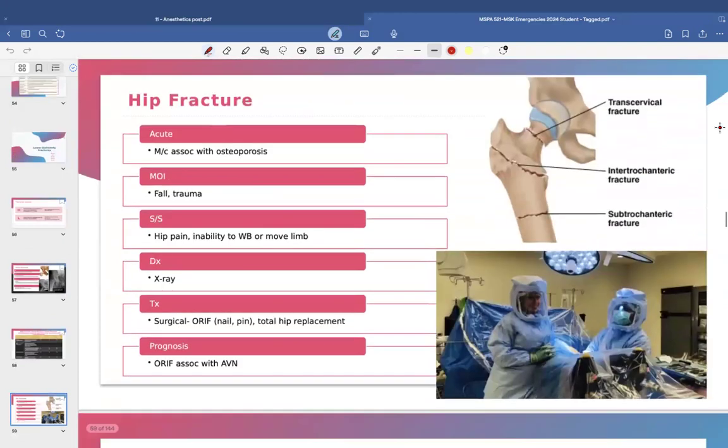All right, but what is gonna be the area you're most concerned with? AVN here. Someone say femoral neck. Yes. Feels like head, but it's femoral neck. This area, skinny part. If you cut off there, you can cut off your blood supply.